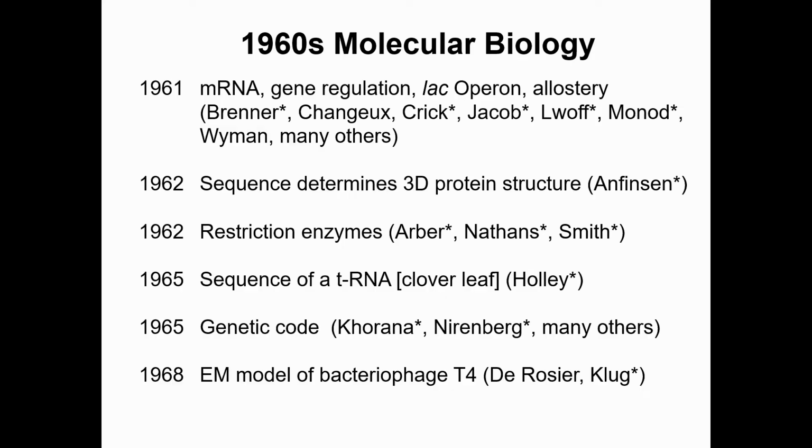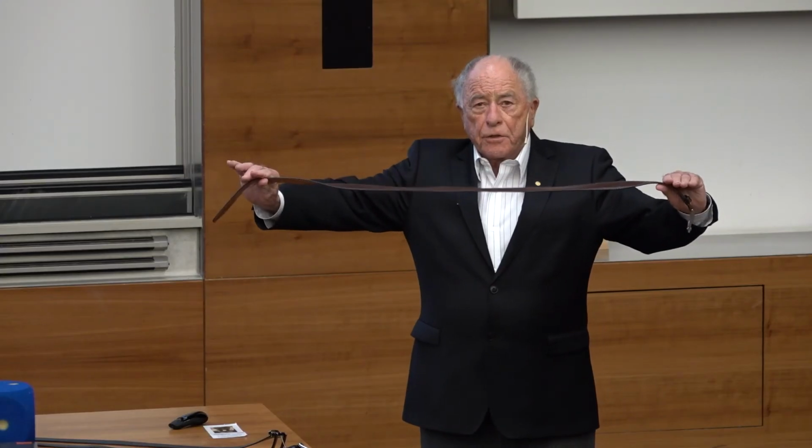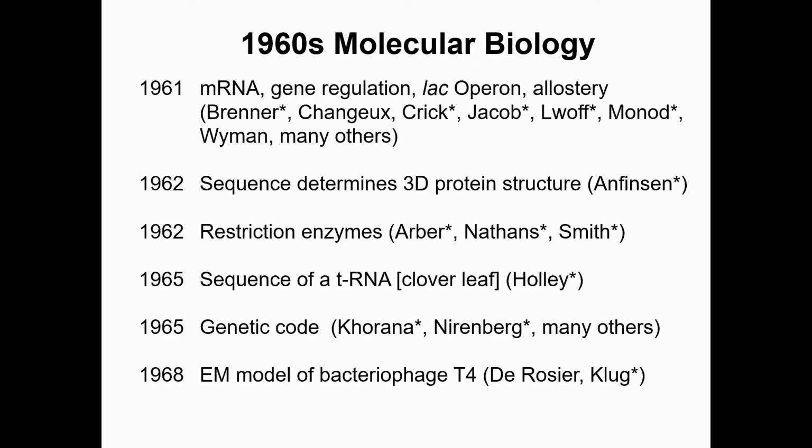At the end, I'm jumping here. So we then have in the 1960s work by a scientist with the name of Anfinsen, who showed that if you have a linear structure with a given sequence of the building blocks, then this determines in a unique way the three-dimensional structure. Then in 1962, restriction enzymes were discovered.